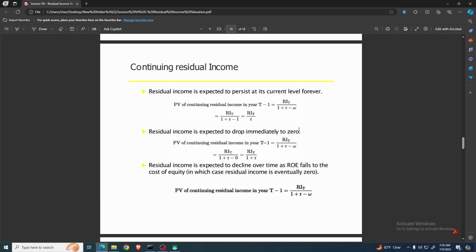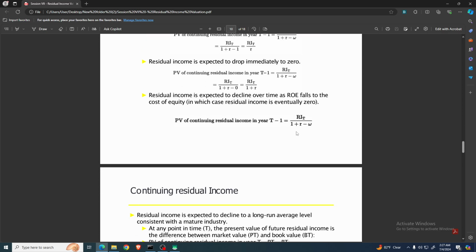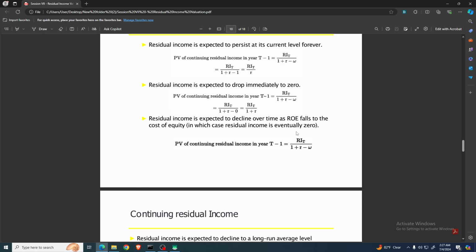So this would assume that residual income gradually declines to zero as return on equity falls to the cost of equity. So again, this would be a more realistic scenario where the company's competitive advantage erodes. Compared to the above two assumptions, this one is more of a practical one, because usually over time, after you come to the peak of your growth, comes your diminishing returns, and you cannot necessarily expect your currently existing competitive advantage to last.